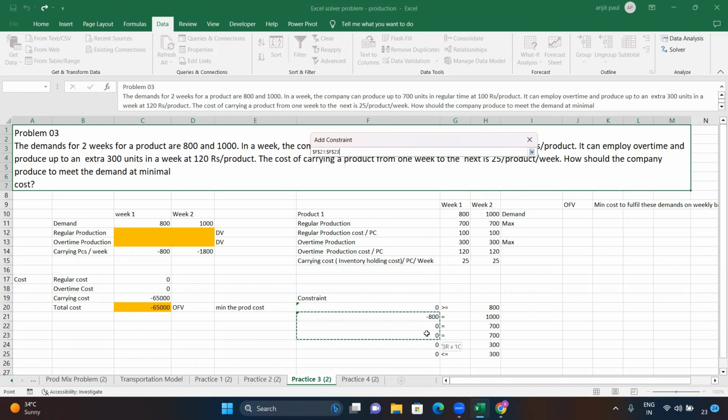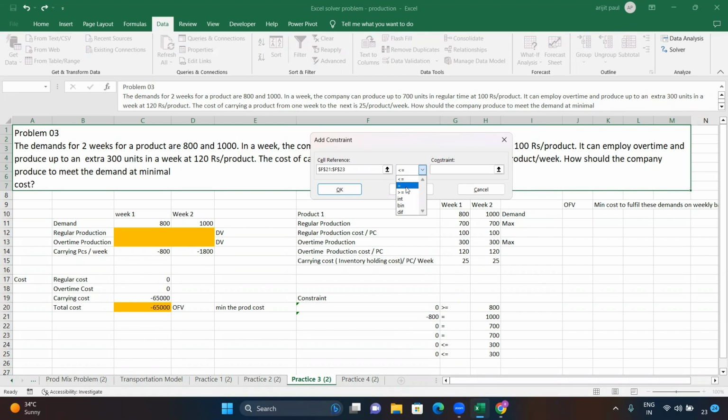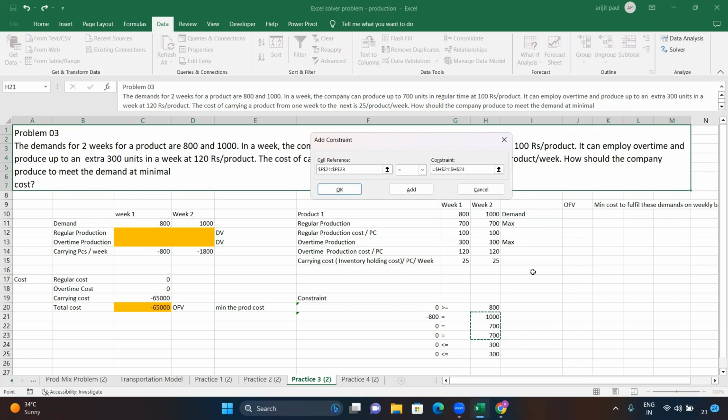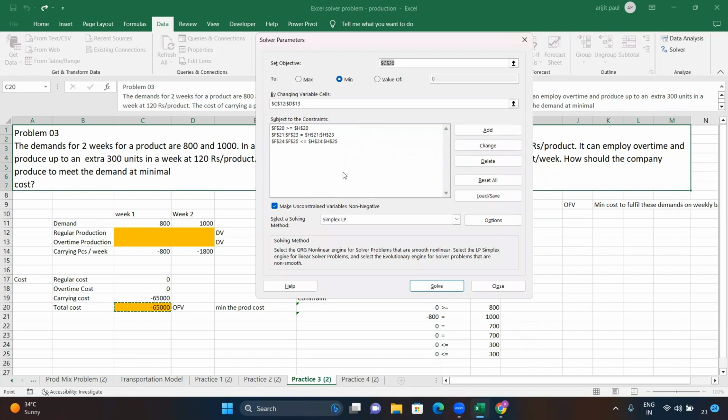Now, see, I am adding all these constraints at the same time because they have the same symbol, that is equal to. Okay, so here we can select equal to, and these are the values. Okay, click on add. Now again add this constraint, should be less than or equal to how much? 300. Okay, so I have added all these constraints.